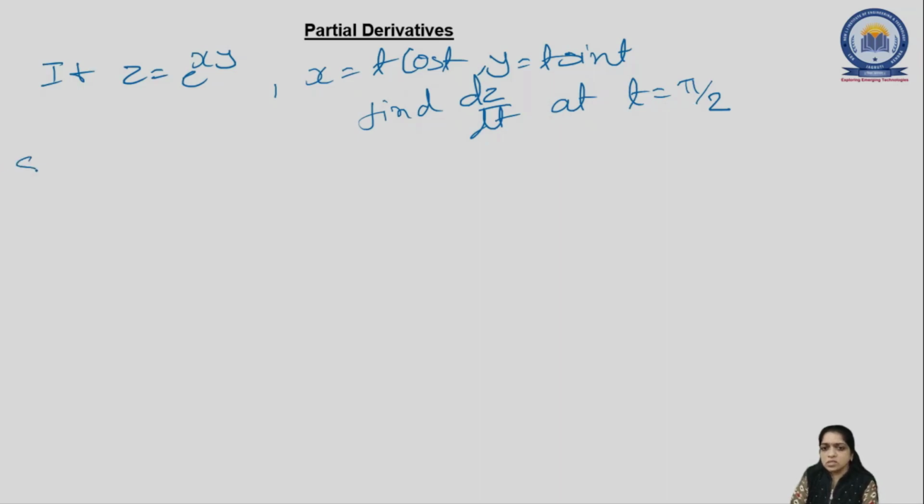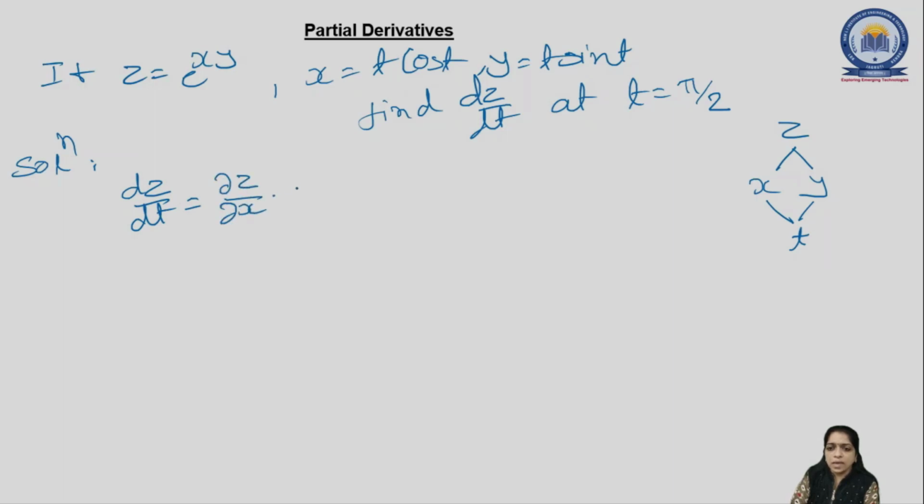So let's start the solution. Here our given function z depends on two variables x and y, and x and y depend on one variable, that is t. So again we are applying the total derivative rule, that is dz by dt is equal to del z by del x into dx by dt plus del z by del y into dy by dt.